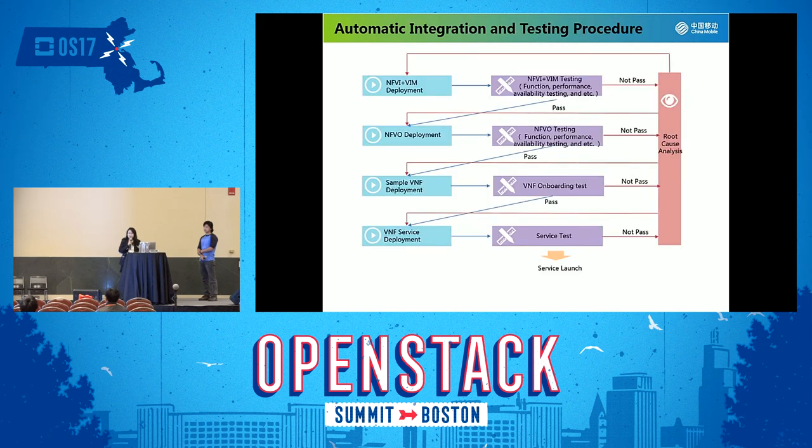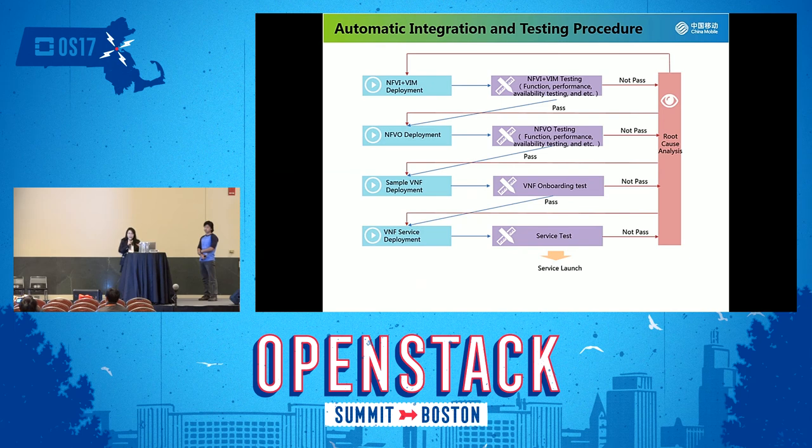So here comes the flowchart for this whole procedure. You can see that the blue box means the deployment, and the purple box is the testing, and they all share a root cause analysis system in the red box. Anything that goes wrong will go to this system to help the maintainers check what the problem really is and how to solve it.